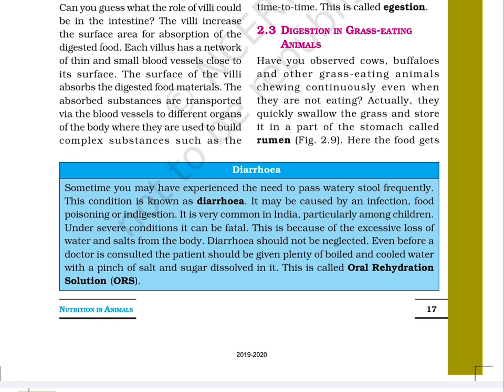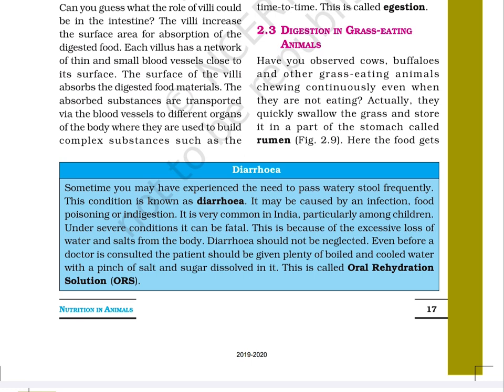Under severe conditions, it can be fatal. This is because of the excessive loss of water and salts from the body. Diarrhea should not be neglected. Even before a doctor is consulted, the patient should be given plenty of boiled and cooled water with a pinch of salt and sugar dissolved in it. This is called oral rehydration solution, or ORS.